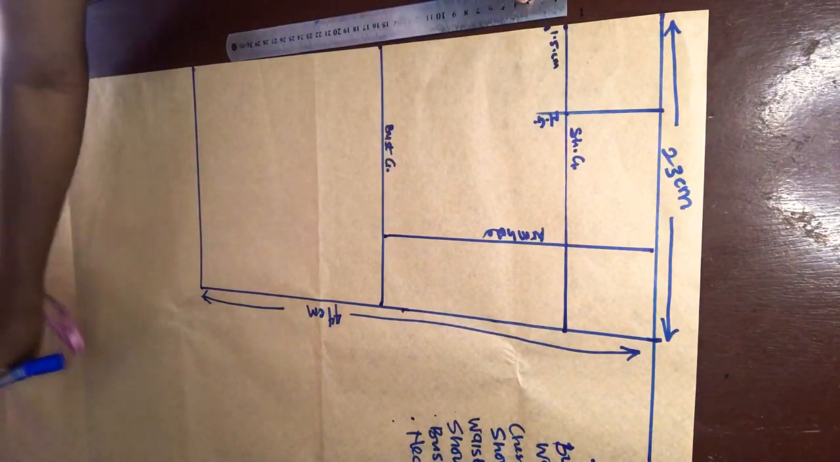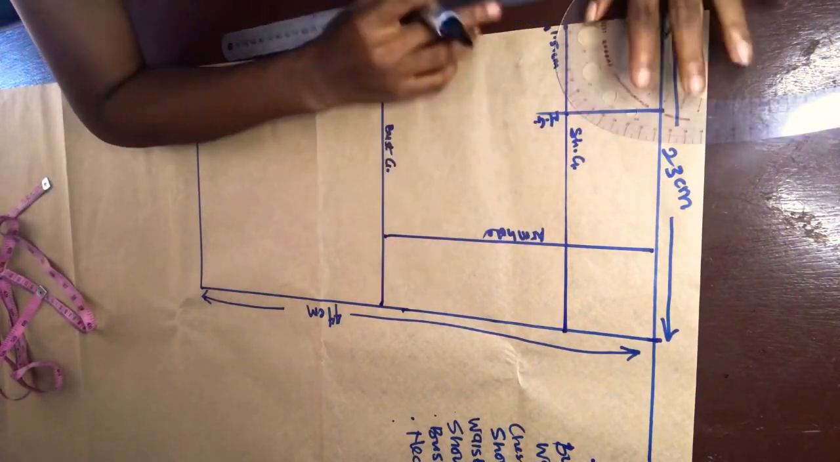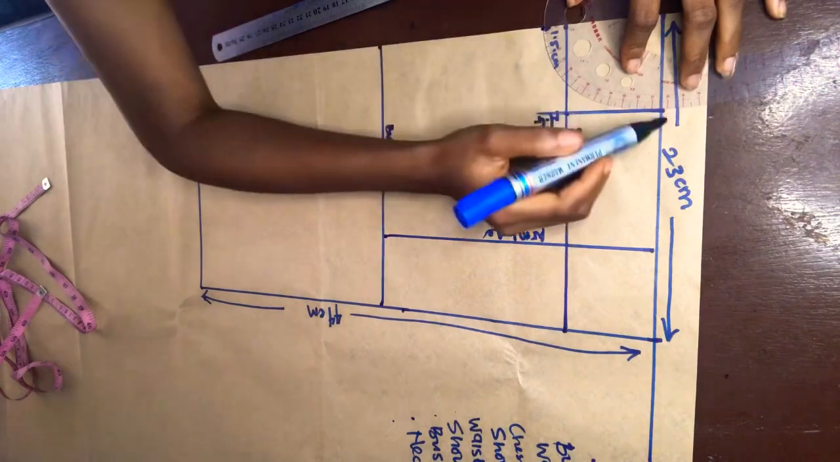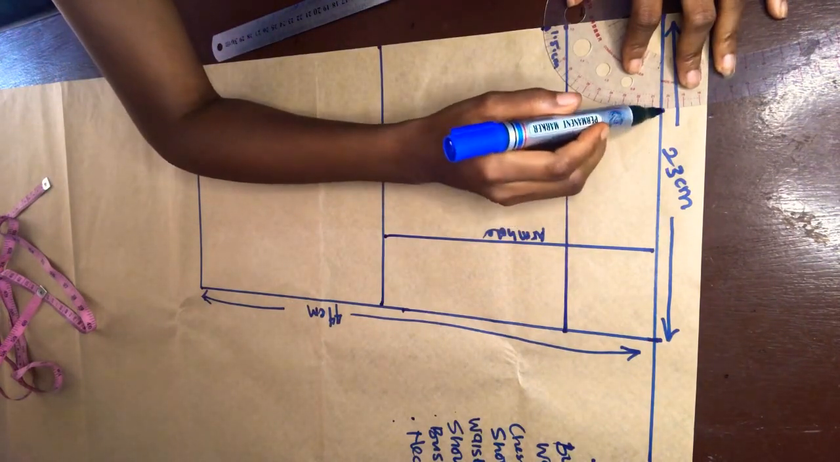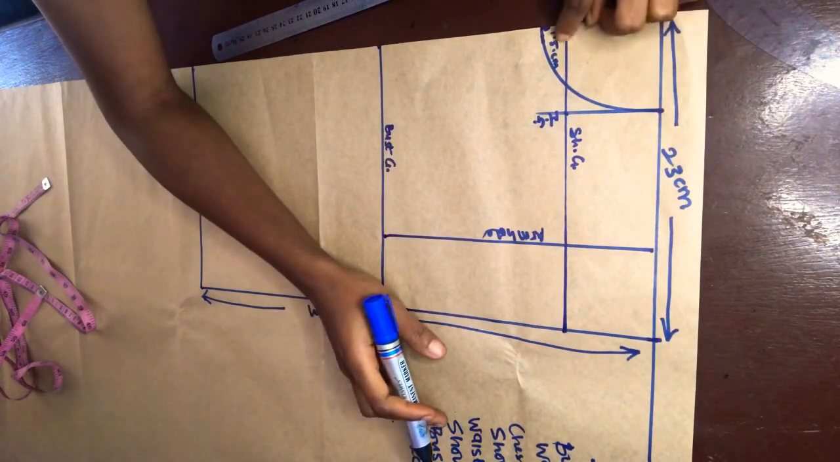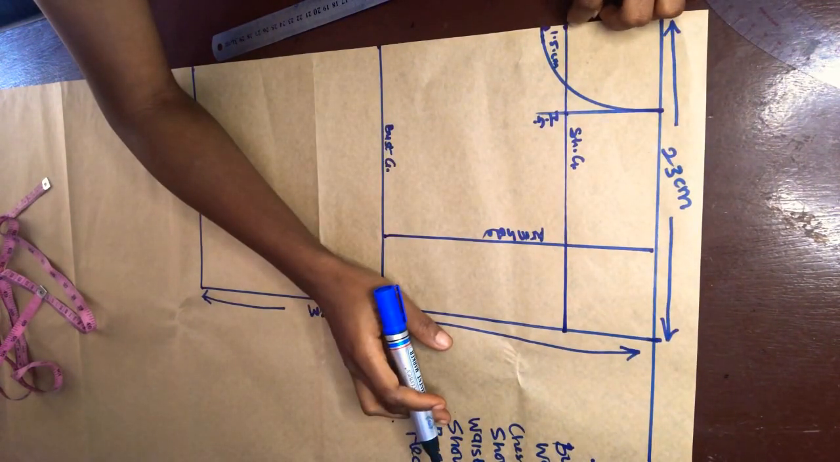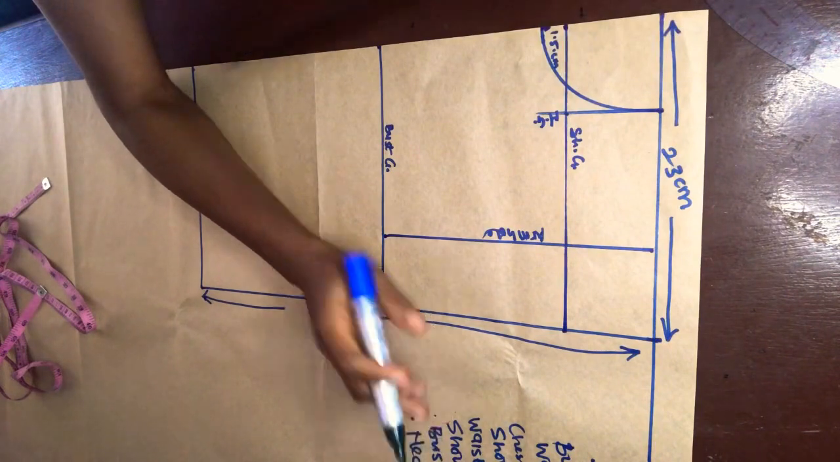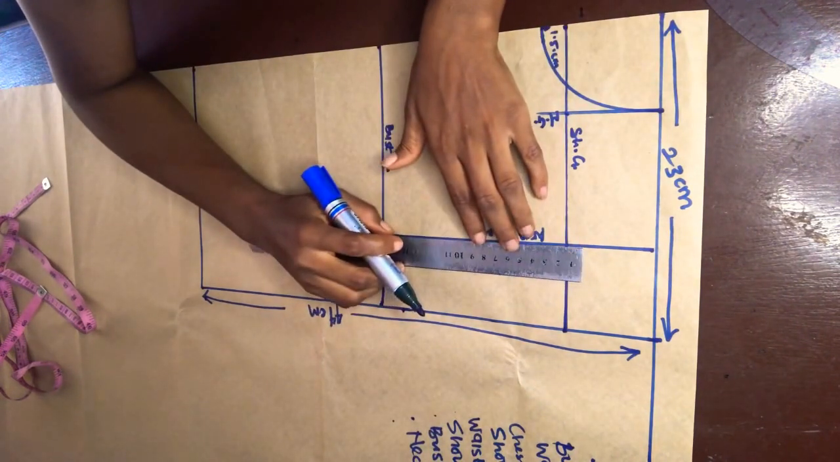Then we place our hammer curve here, and we just draw out the curve. Draw out the curve right there. So that's the neck hole. That's the standard neck hole for a bodice pattern.